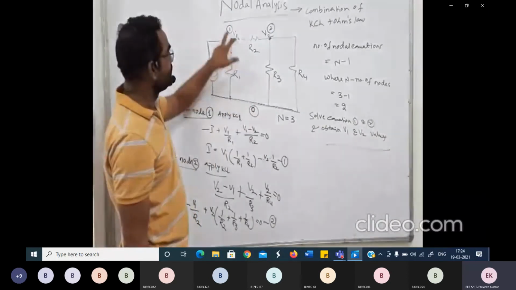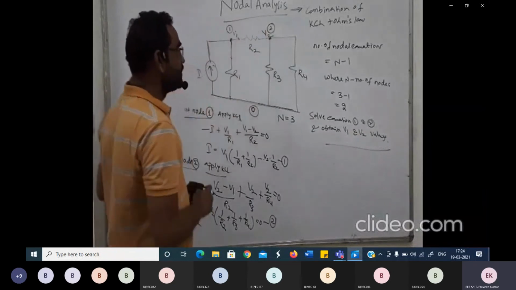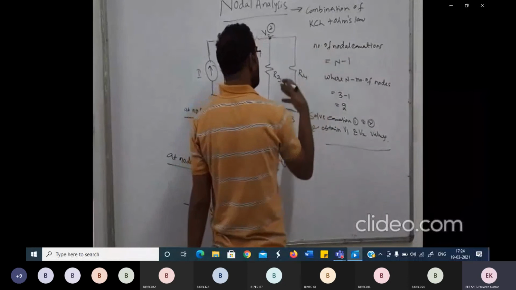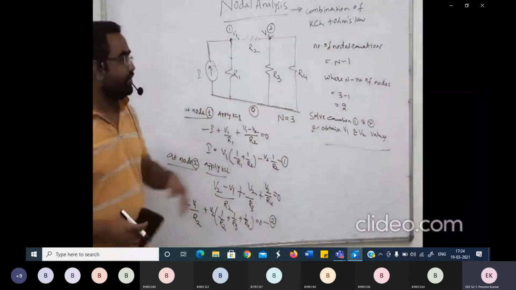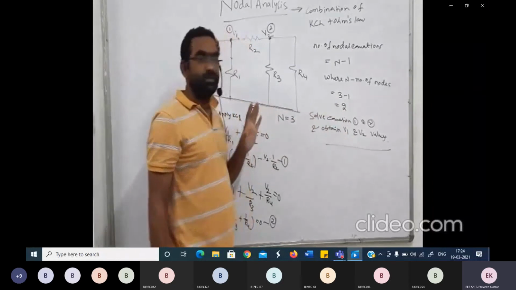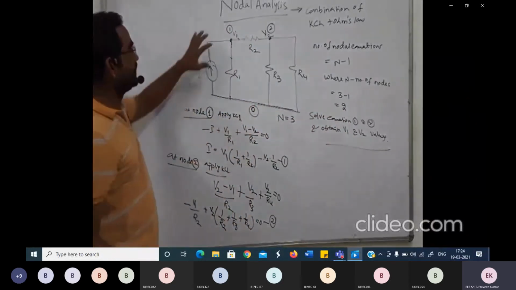Now this is the reference node, this is node 1, this is node 2. I indicate the potentials here. So the number of nodes is 3, where n represents the number of nodes, and the number of nodal equations is equal to n minus 1, which is 3 nodes minus 1, equal to 2 equations you have to write.